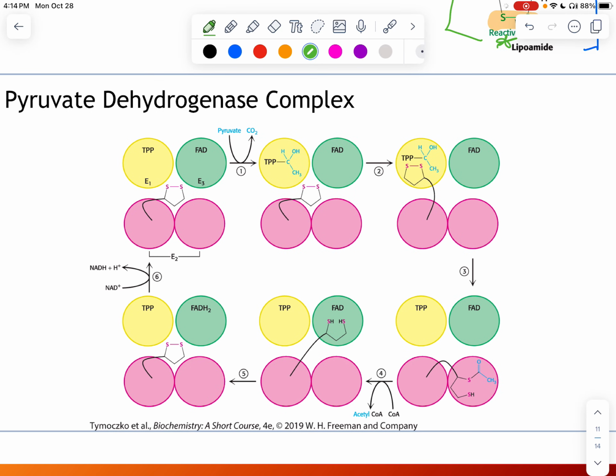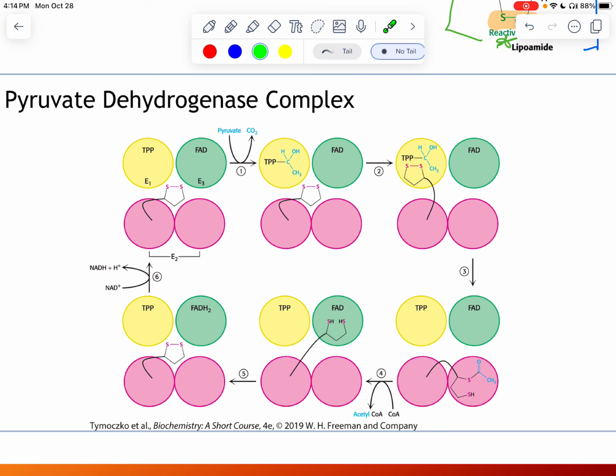So our pyruvate dehydrogenase complex in yellow, we have enzyme 1. In pink, we have enzyme 2. And remember, we said they existed as a dimer. In green, we have enzyme 3. And there won't be just one of these subunits. There'll be numerous of these subunits in each of these complexes. So lots and lots and lots of these sets.